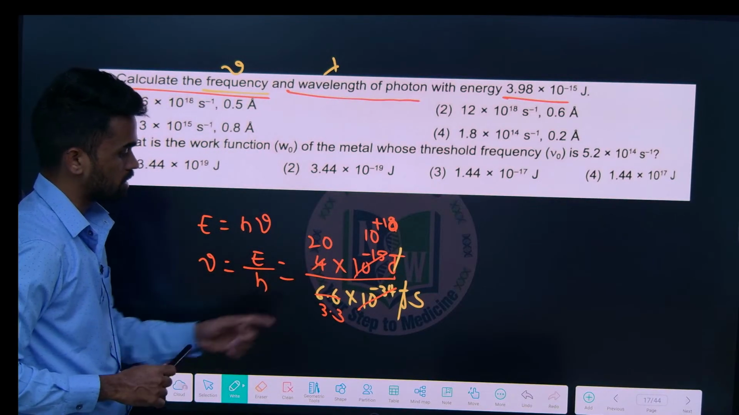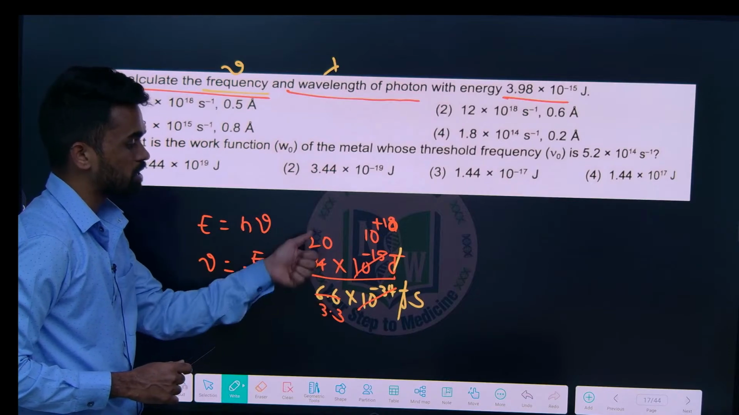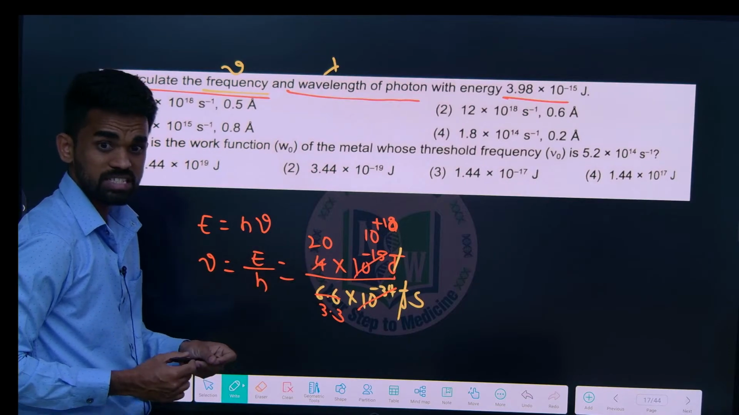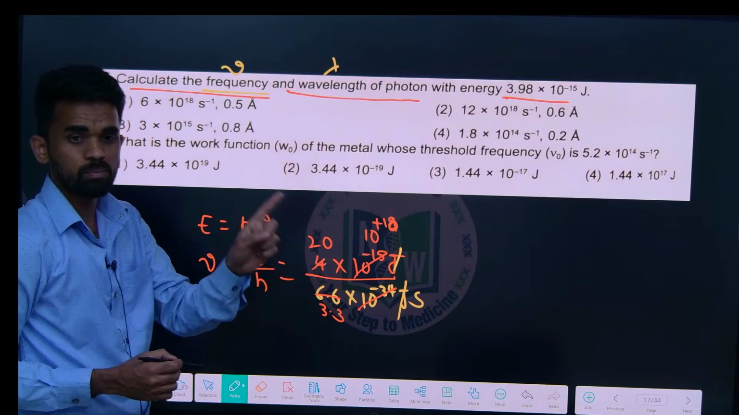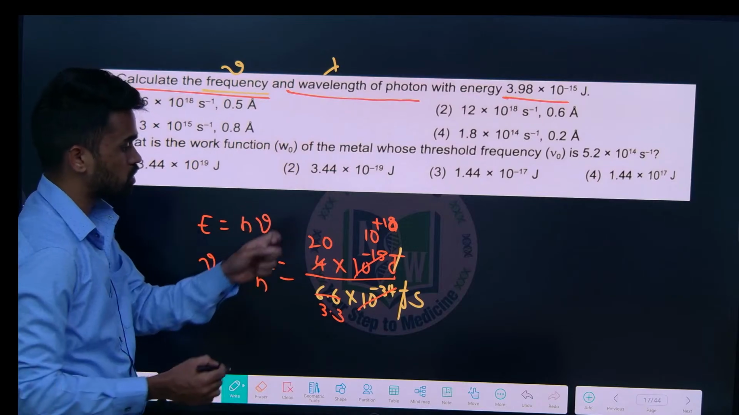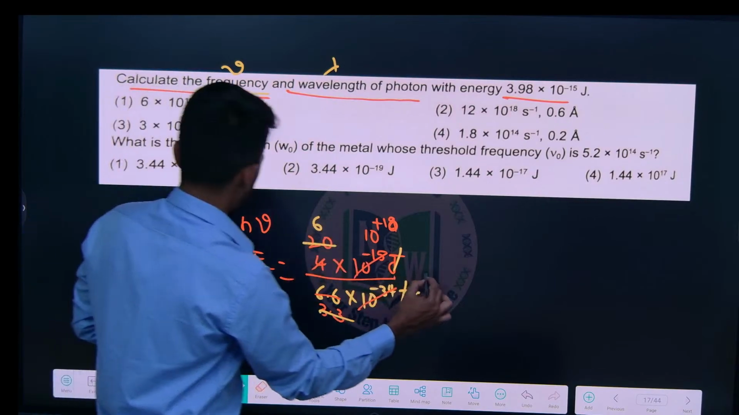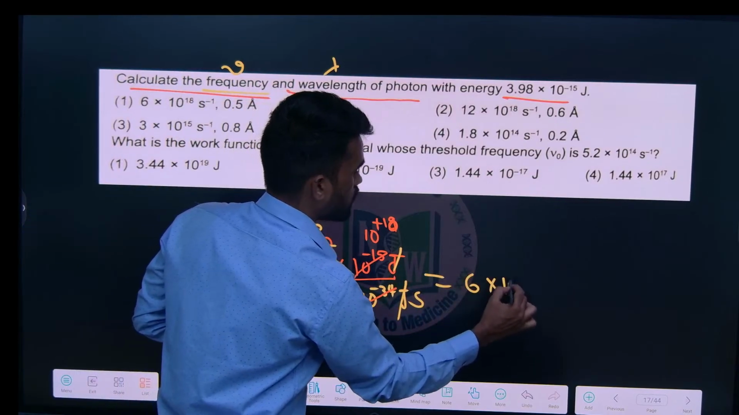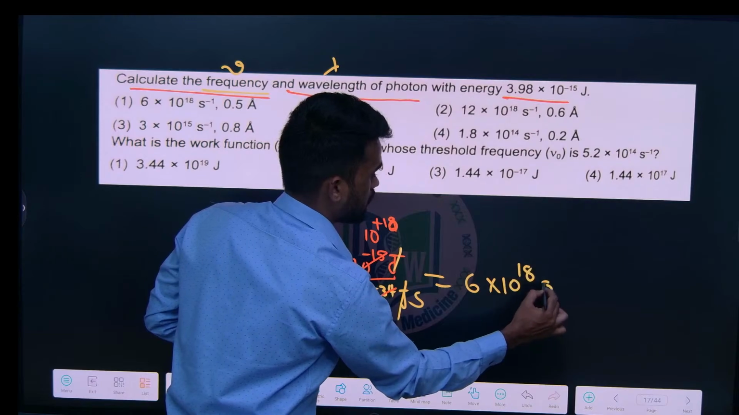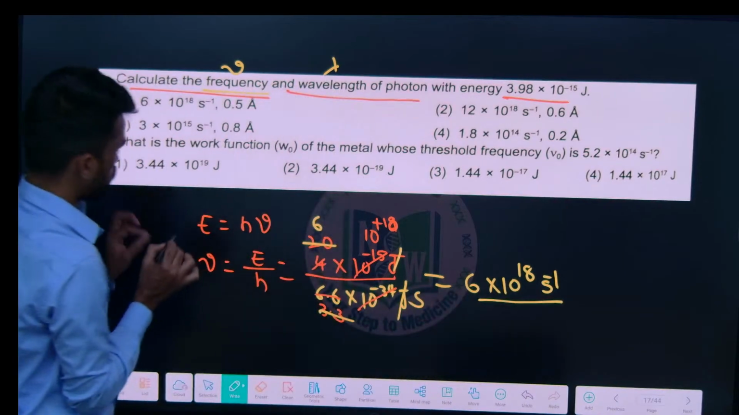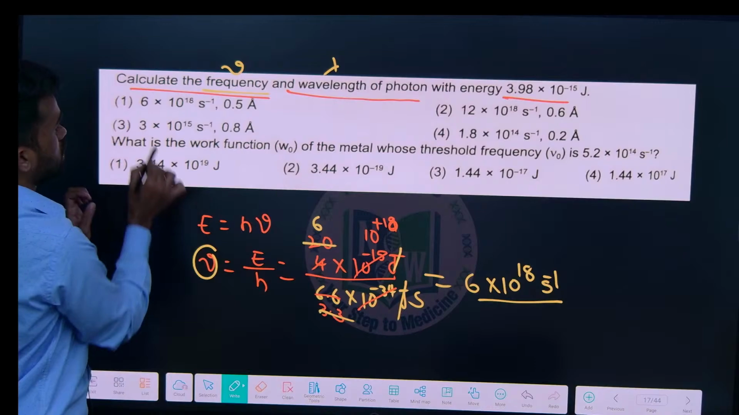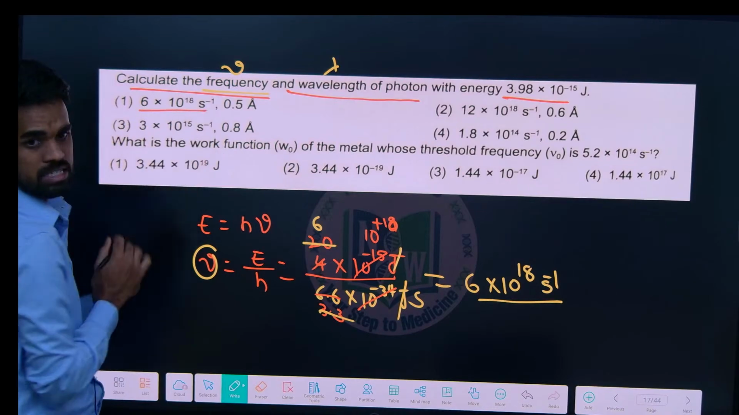So 3.3 into what number will we get? Approximately 6. 6 3s are 18. 3.3 into 6 gives you almost 20 only. Okay. So what is the frequency I got? 6 into 10 power 18 second inverse is the unit, the frequency value here. Yes, the first option has exactly the same value, right.